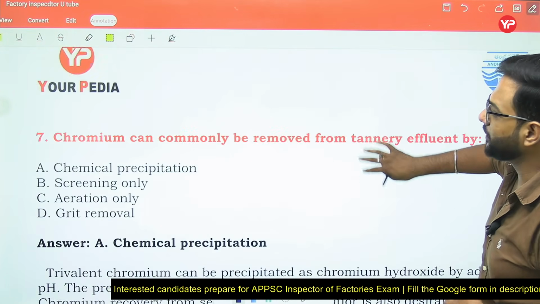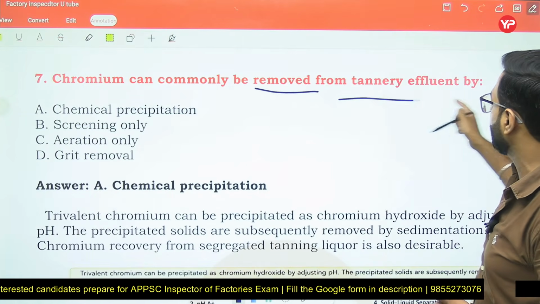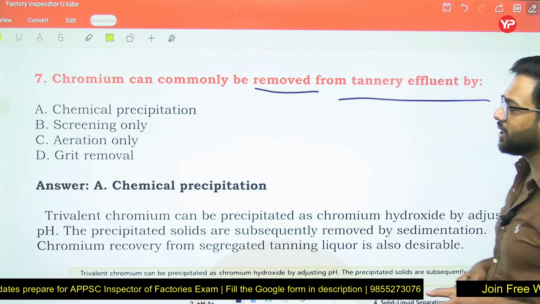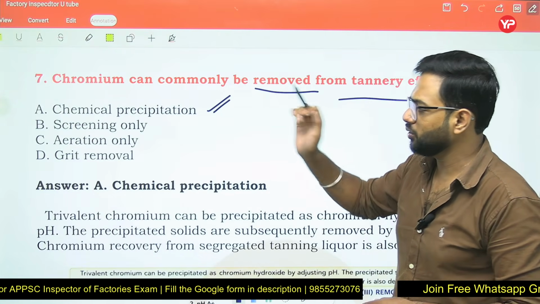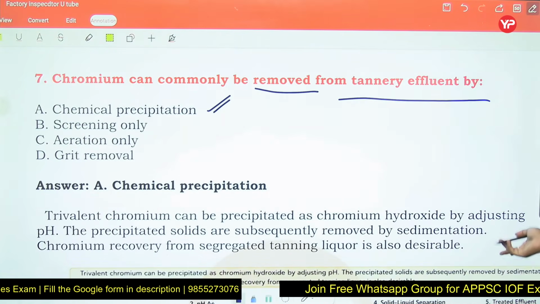So just remember this point. Chromium can commonly be removed. This question again asked that chromium can be removed from tannery effluent in the form of precipitate. So chemical precipitation is going to be there. During this chemical precipitation, we can remove this chromium precipitate.